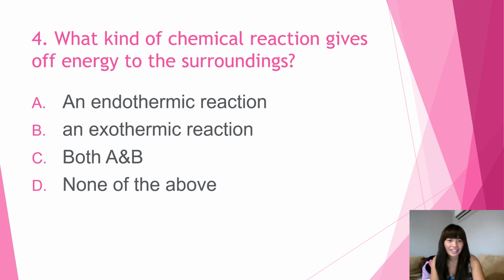B, an exothermic reaction. It is a chemical reaction that gives off energy to the surroundings, while an endothermic reaction is a chemical reaction in which more energy is needed to break bonds in the reactants than is released with new bonds formed in the products. Okay, so that's endothermic.